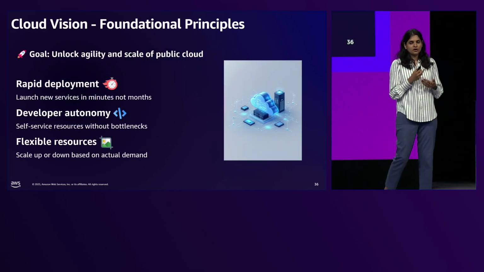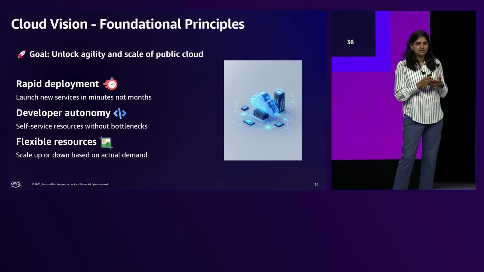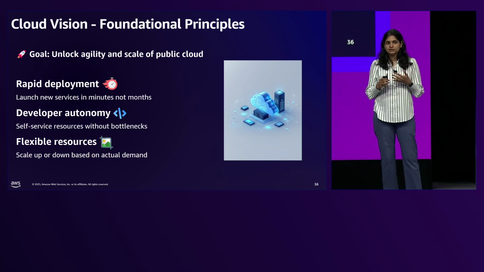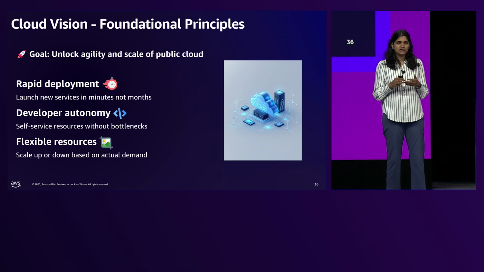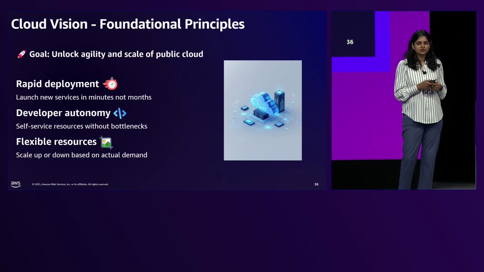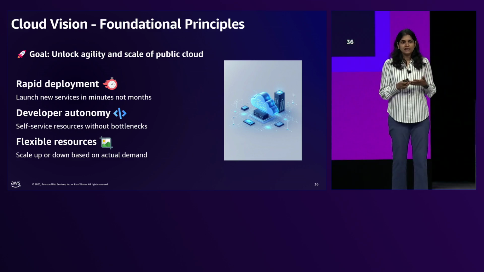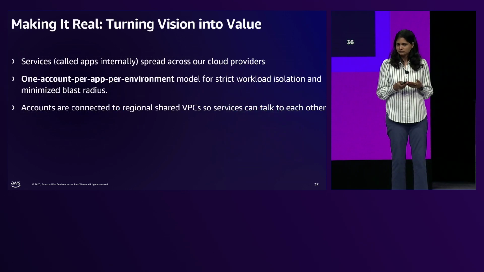So when we started evolving, we realized that to truly support this decentralized model, we wanted to build a secure cloud foundation. Our goal was to unlock the agility and scale of public cloud. We envisioned a model where developers could spin up infrastructure in minutes and they don't have to wait weeks. Our principles guiding this journey were very clear. We wanted rapid deployment and experimentation so teams could iterate very quickly. We wanted developer autonomy through self-service so they are not having bottlenecks or dependencies. And we wanted flexible on-demand scaling so infrastructure could match the pace of our growth.